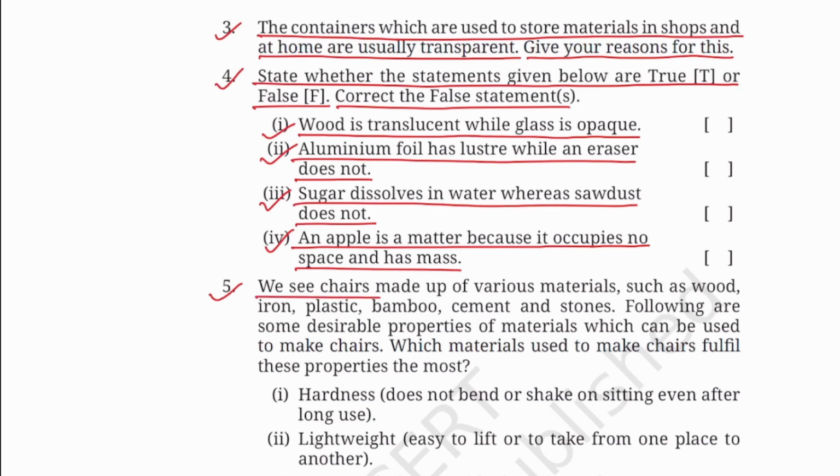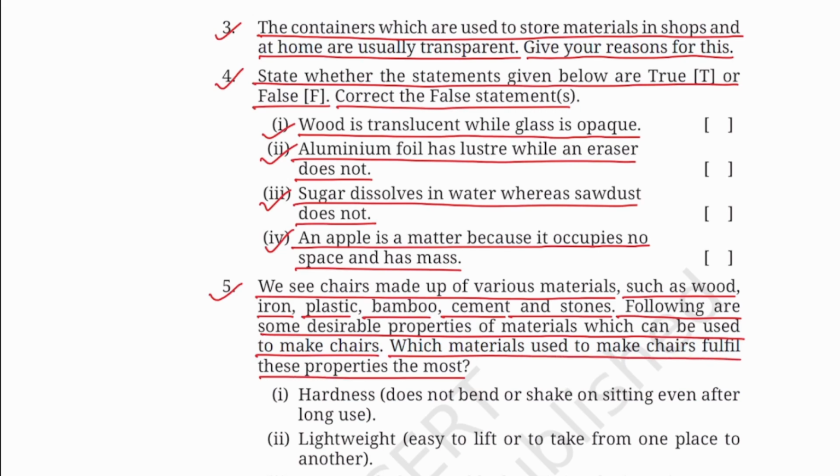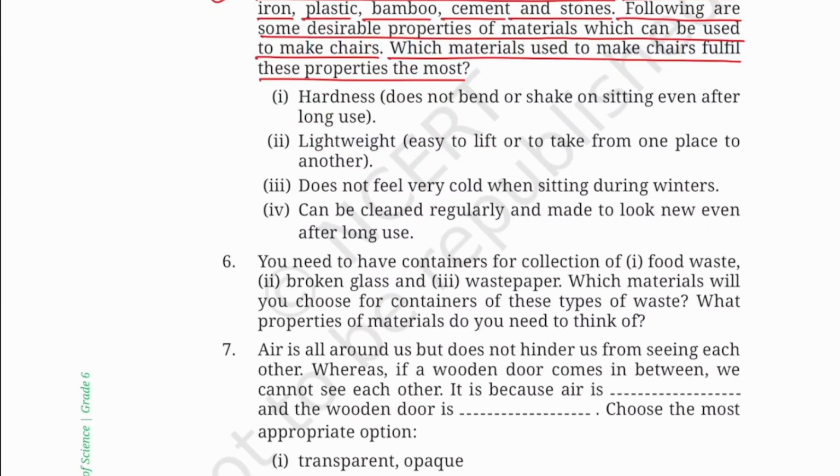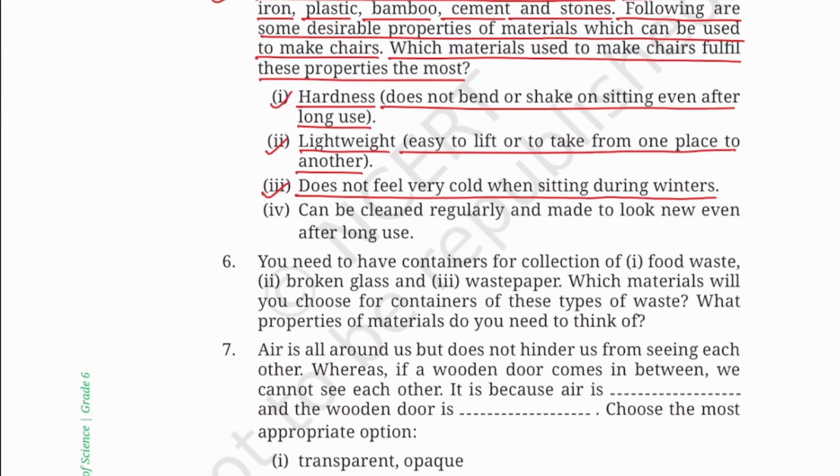5. We see chairs made up of various materials such as wood, iron, plastic, bamboo, cement and stones. Following are some desirable properties of materials which can be used to make chairs. Which materials used to make chairs fulfill these properties the most? 1. Hardness. Does not bend or shake on sitting even after long use. 2. Lightweight. Easy to lift or to take from one place to another. 3. Does not feel very cold when sitting during winters. 4. Can be cleaned regularly and made to look new even after long use.